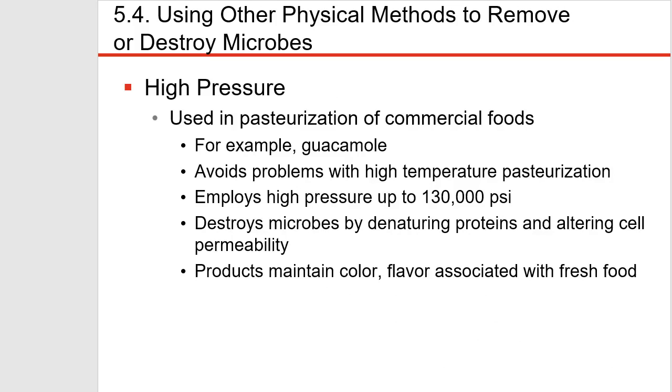Then we move on to high pressure. High pressure alters the molecular structure of proteins and carbohydrates, which are inactivated. So what it does is it throws off maybe the taste. So it avoids the problems with high temperature and pasteurization. But we use it with things like guacamole. It destroys microbes by, again, denaturing proteins and altering the cell permeability. We know with permeability, that's the ease of things going in and out of the cellular membrane. But it does maintain color and flavor associated with fresh food.